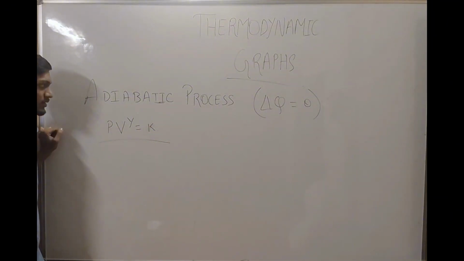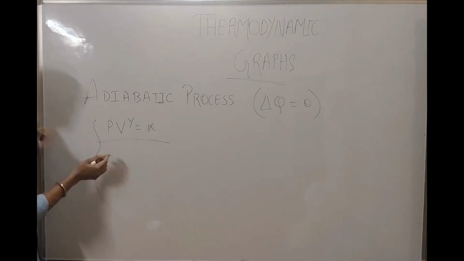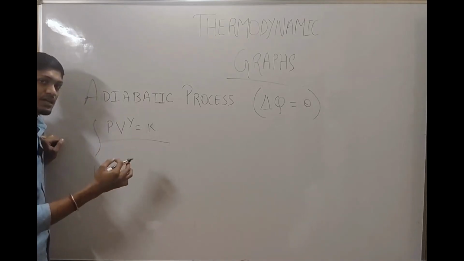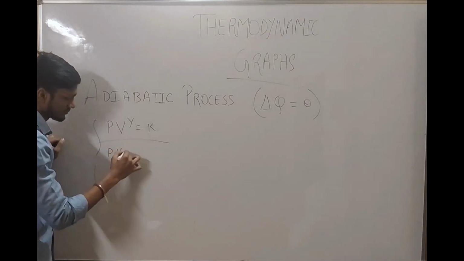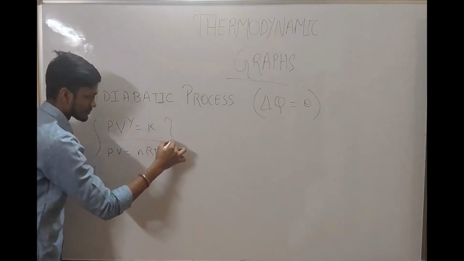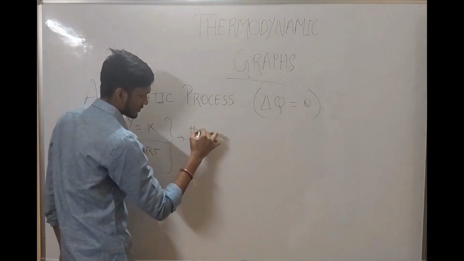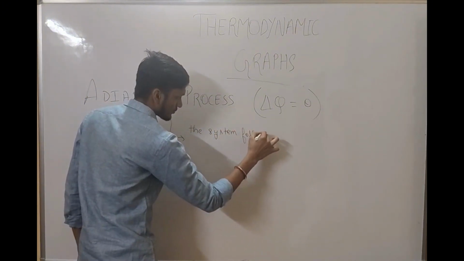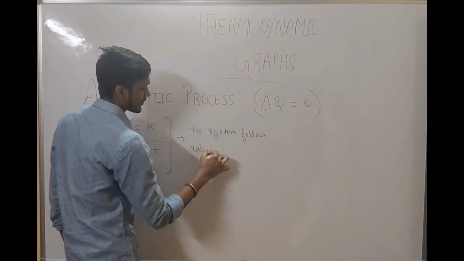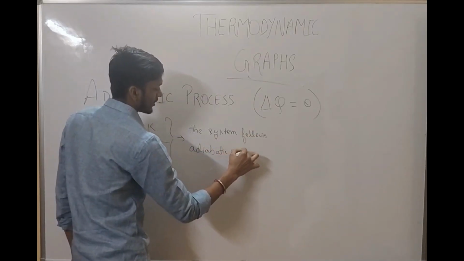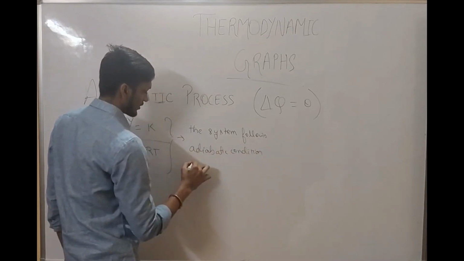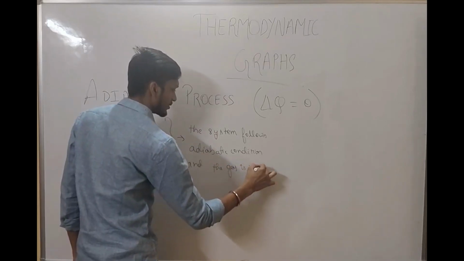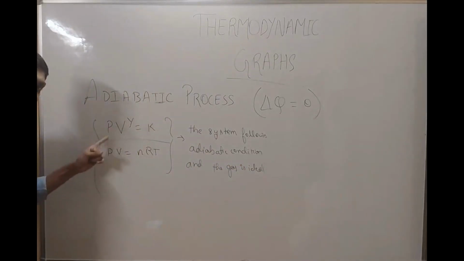Let's say this particular system has a gas that also obeys the ideal gas equation, the system follows the adiabatic condition, and the gas is ideal. We can use both of these equations simultaneously.